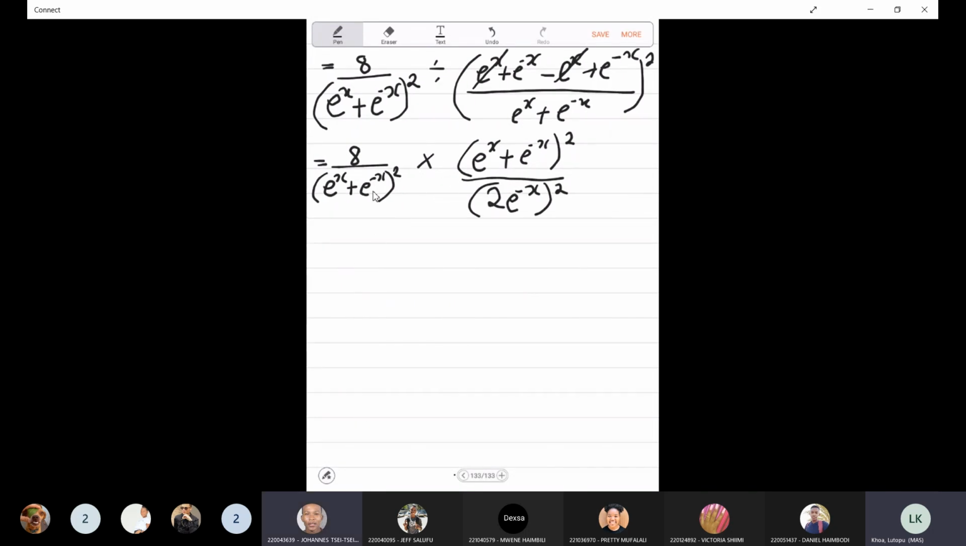Okay, and then, yeah, at the top of your page, the second one, there where your cursor is. Isn't it supposed to be e to the power of x minus e to the power of negative x? No.